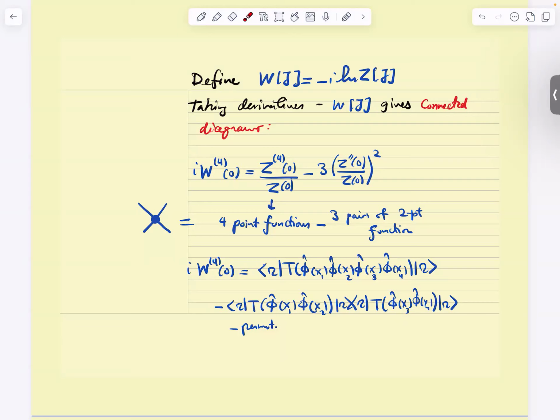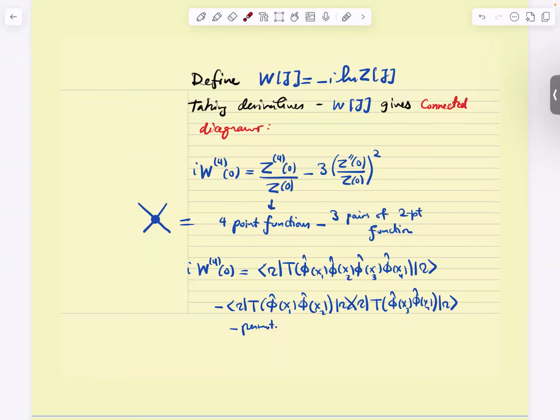What's that? Can you repeat? Log of Z[J] generates connected correlators. Z[J] is called partition function or generating function. What is the name of log of Z[J]? So physicists, log of Z(beta), they call it free energy. Log of Z[J], we give them different names. Log of Z[J], we call it effective action.